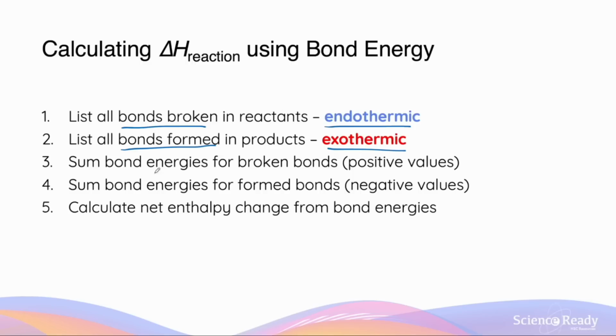So when determining the bond energies for the bonds being broken, these will usually have a positive value because they're endothermic. When determining the bond energies for bonds being formed, these will have a negative value as they are exothermic. To calculate the enthalpy change, we'll find the sum between the positive values from the bonds being broken and the negative values from the bonds being formed. This will give us an estimate for the enthalpy change of the reaction.